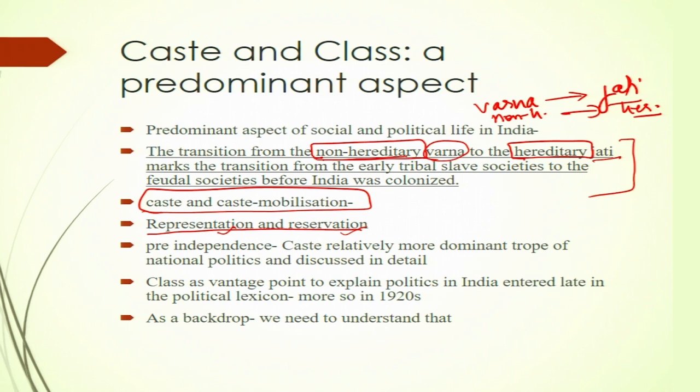We all know that reservation for SCs and STs was given in the Indian Constitution. In addition, in 1919, reservation for other backward classes, which were constituted of diverse caste groups, also took place, and eventually it happened that around 50% of the seats in government jobs got reserved for different castes.